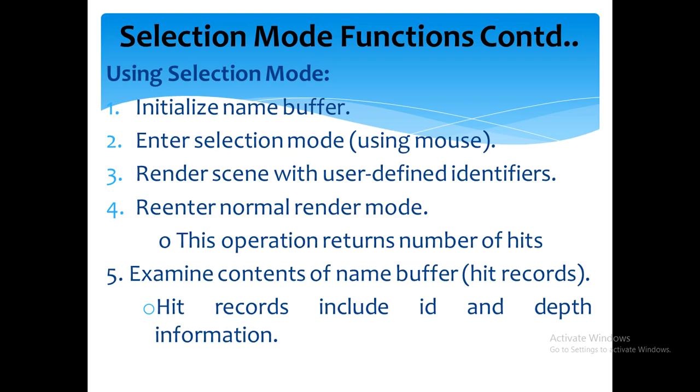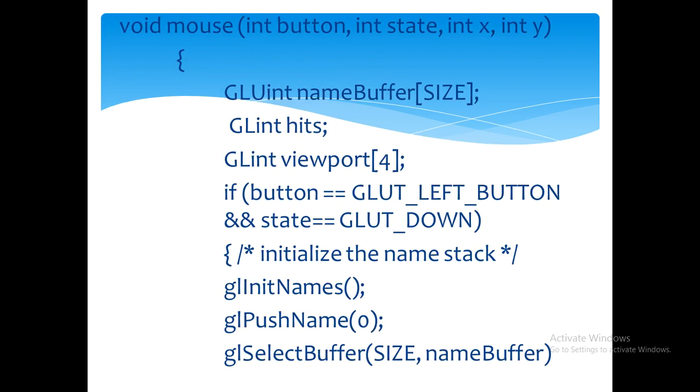This operation returns the number of hits, right? Then examine the contents of the name buffer, the hit records, because whatever records your selection area has, those hit records will be in the name buffer. Then examine the contents of the name buffer one by one. A hit record includes ID and depth information. This is the procedure we have to follow whenever we are using the selection mode, right?